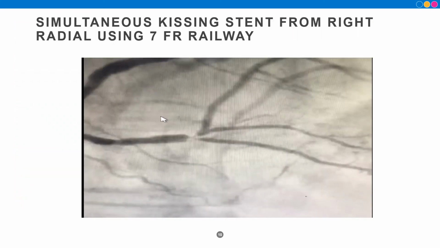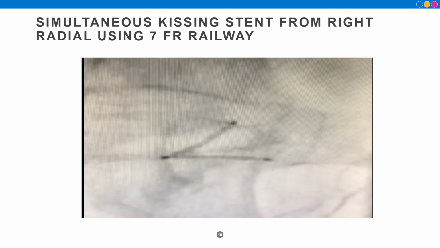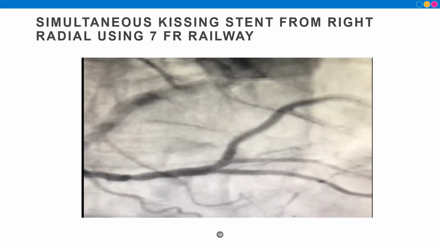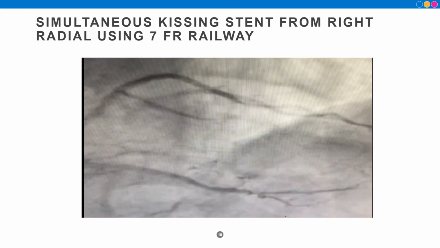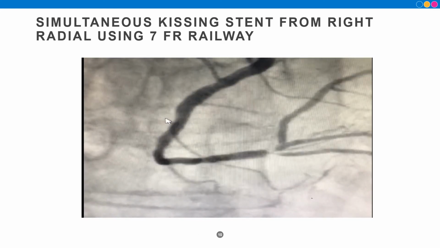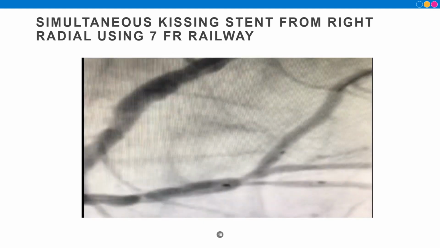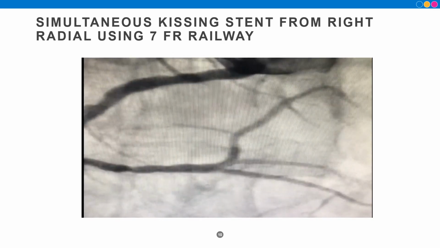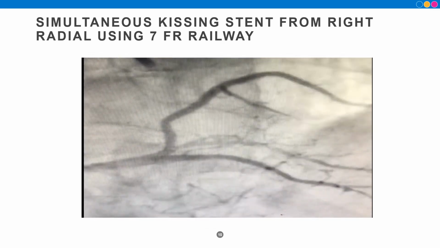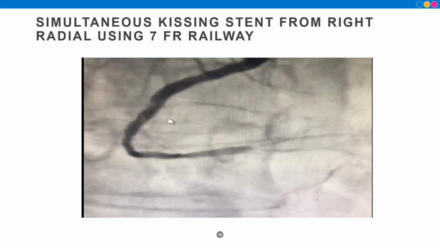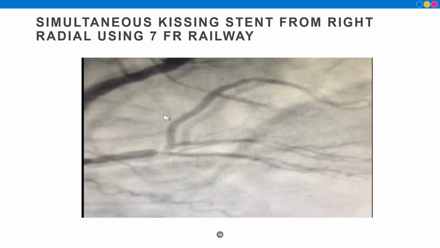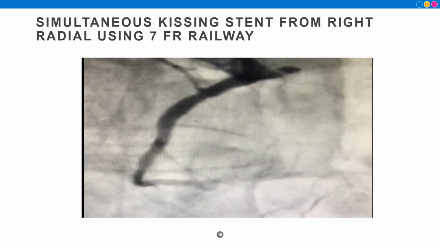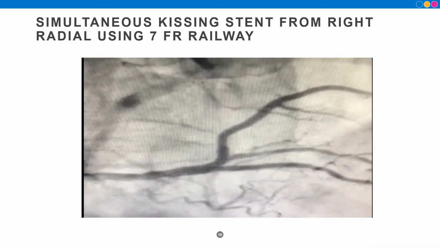Here is an example. After performing a diagnostic procedure with a 5 French catheter, I wanted to intervene on this Medina class 011 lesion with a diameter mismatch of the main artery with the side branches. So I wanted to do simultaneous kissing stent. So I upgraded from a 5 French thin wall sheath to a 7 French Railway Sheathless Access system and a guide catheter and used 2.5 mm drug-eluting stents in a simultaneous kissing stent fashion.